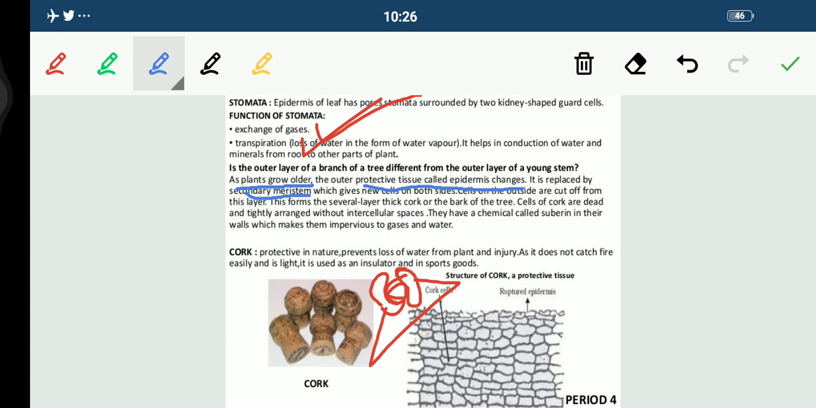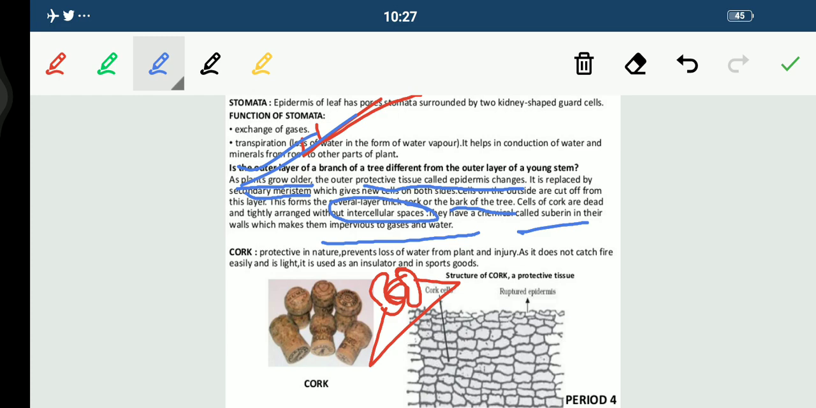So you know what the bark of the tree is? That is formed by this only, students. Fine. And cells of cork are dead and tightly arranged without intercellular spaces. There are no intercellular spaces between them. And they have a chemical called suberin in their walls, which makes them impervious to gases and water. Fine. So gas and water impermeability occurs.